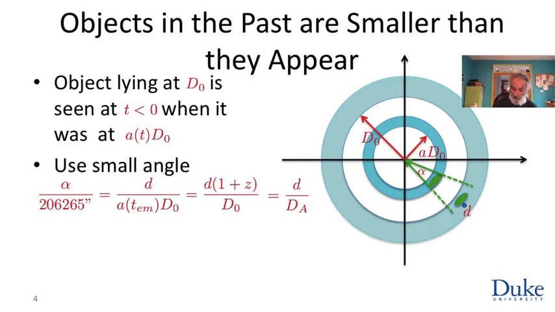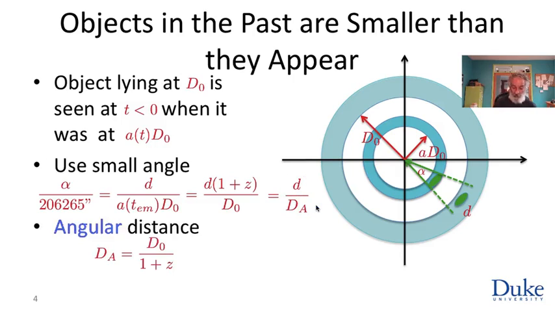We define a notion of distance called the angular distance, as the distance which, if inserted in the small angle formula, makes the small angle formula work with the actual size of the object. And by comparing these two, we see that the angular distance is related to the actual distance today by this expression. The angular distance is smaller, since z is always positive, than the actual distance. Objects are smaller than they appear. That's one way we use distances in astronomy. It's very important to know this.